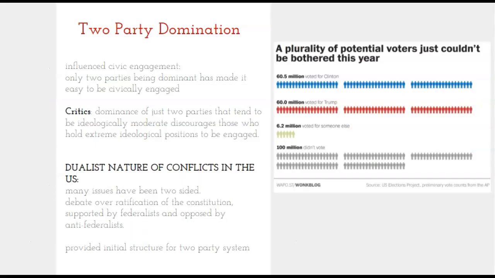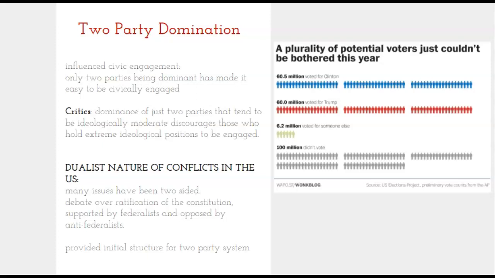The Electoral College system has paved the way for these two political parties to become dominant in politics, and it has had a major influence over civic engagement. Many would argue that just having two political parties being dominant has made it easy to become civically engaged, but there are some critics of that.